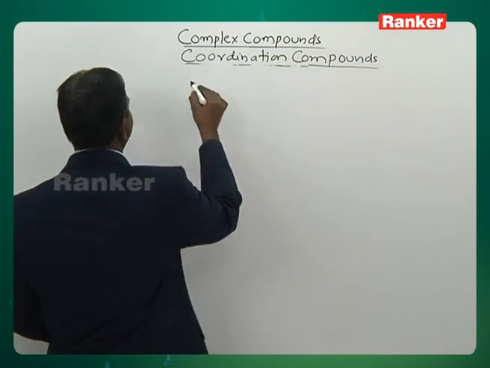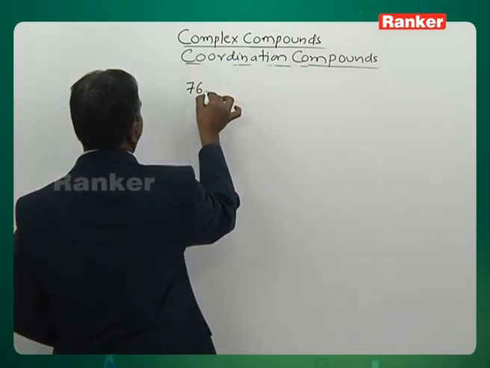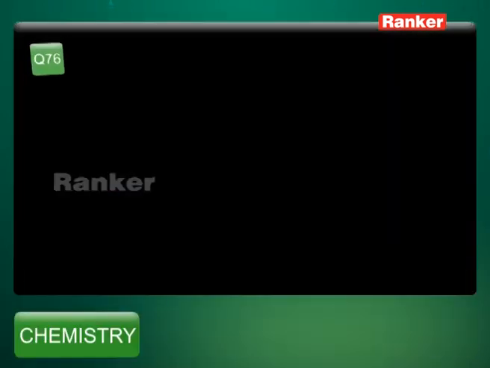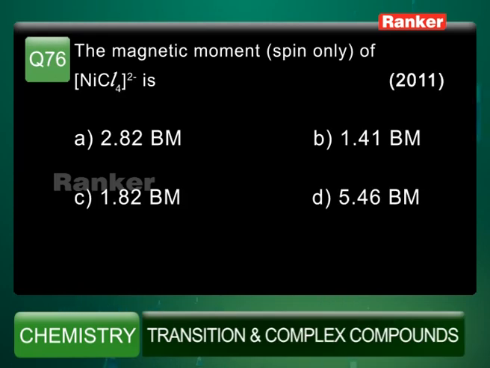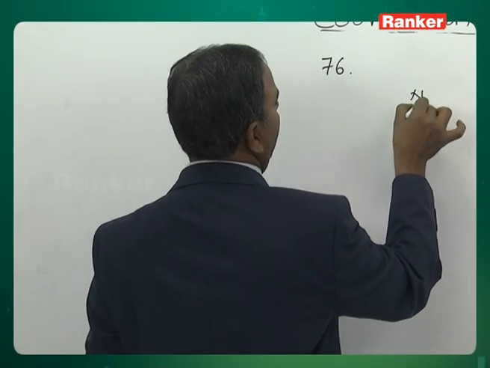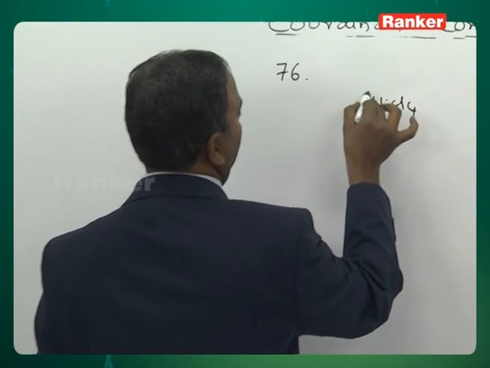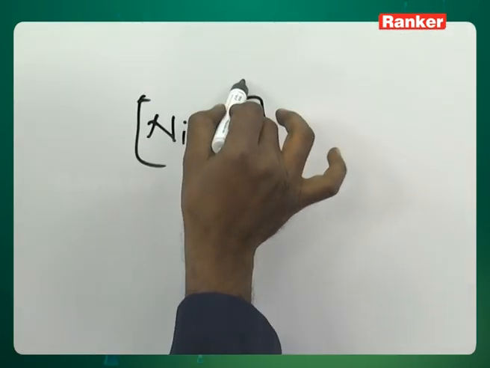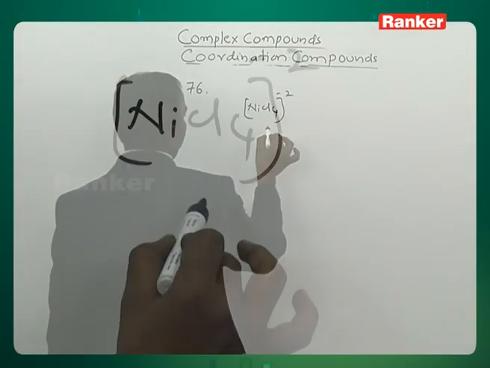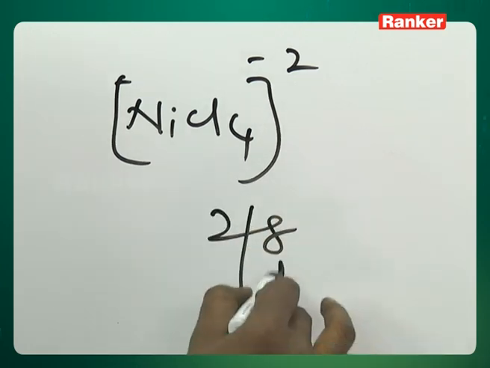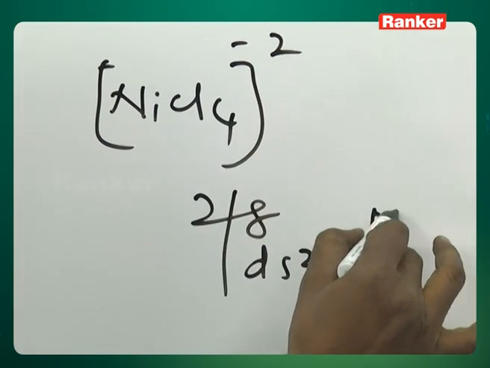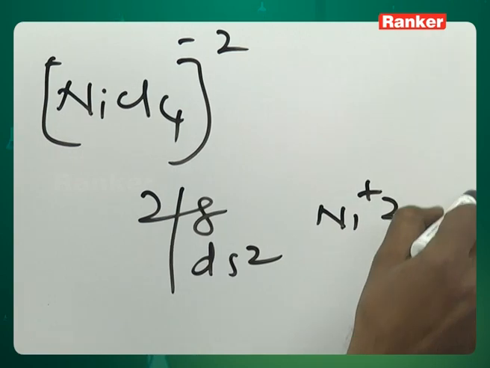Question number 76. The magnetic moment of [NiCl4]2- is. See, recollect, many times we discussed this particular nickel tetrachloride. Many times this question is repeated in different entrance exams. Nickel is 28, we know, 3d8 4s2. In this, nickel is +2, d8.